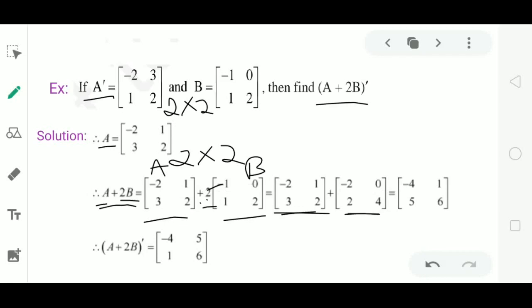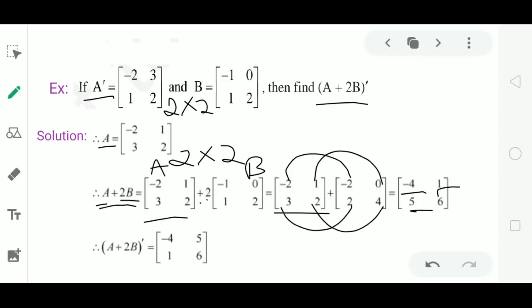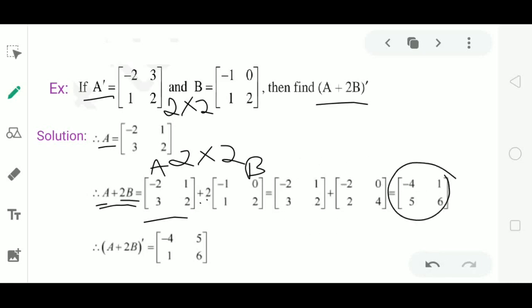Now add these two matrices A plus 2B. Sum of these two matrices is again a matrix which is obtained by adding the corresponding elements. -2 plus -2 is -4. 1 plus 0 is 1. 3 plus 2, 5. 2 plus 4, 6. This is the matrix A plus 2B.